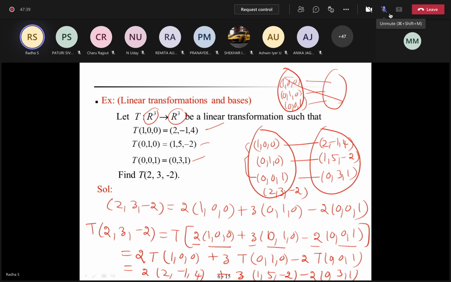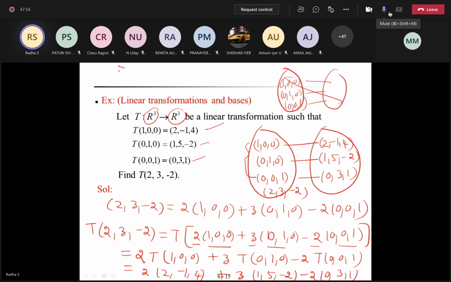Is this clear? Hello? Ma'am, so the final answer should be like one thing. We have to just simplify and get the final answer. Yes, simplify. Shall I write here? On the top, I'll write.